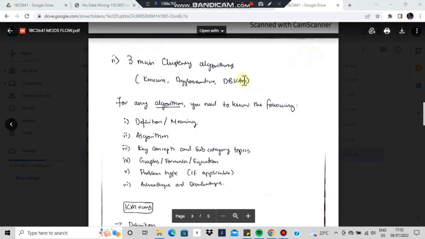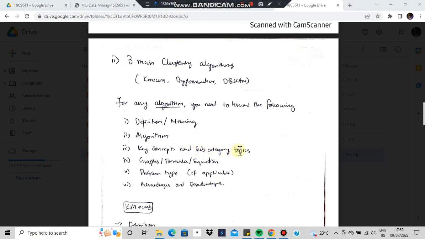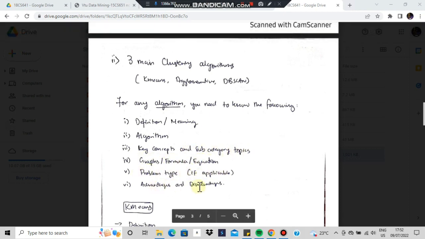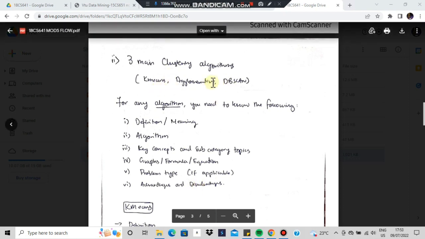K-means, agglomerative, and DBSCAN. In the clustering algorithms, whenever they ask you about an algorithm, for any algorithm you need to know the following: definition and its meaning, algorithm, key concepts and subcategory topics, graphs, formula or equation, problem type if applicable, and advantages and disadvantages. For each of these topics you need to know the following. We'll be discussing each of these in depth.